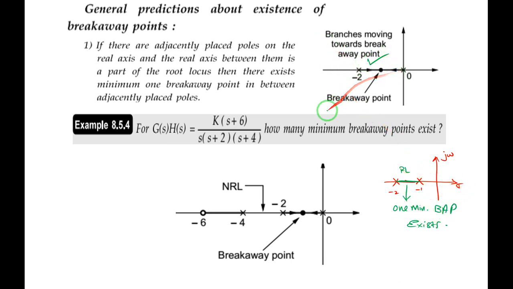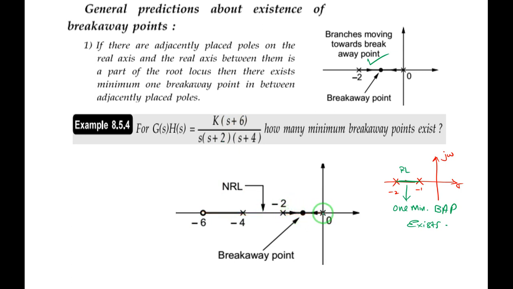The next, we will see this example: g of s into h of s equal to k into (s plus 6) divided by s into (s plus 2) into (s plus 4). How many minimum breakaway points exist? Yes, we will look at all this. So how many poles are located? At s equal to 0, -2, -4. Okay, at 0 one pole is located, at -2 one pole is located, at -4 one pole, and then s equal to -6 is a zero.